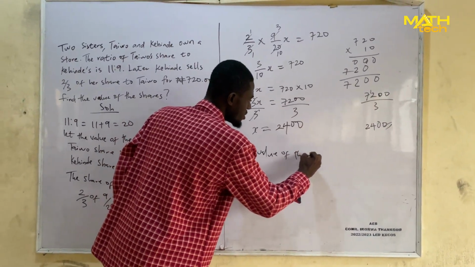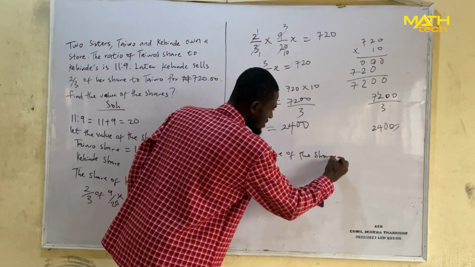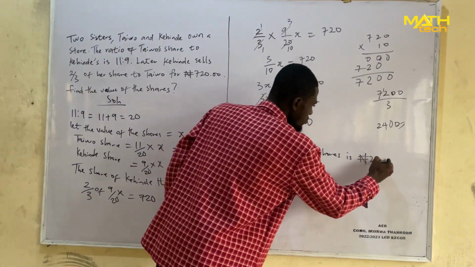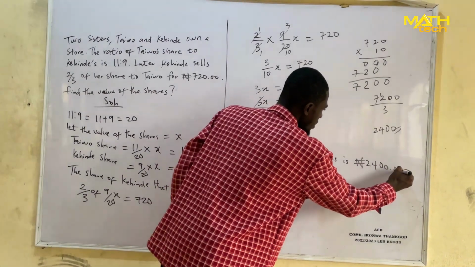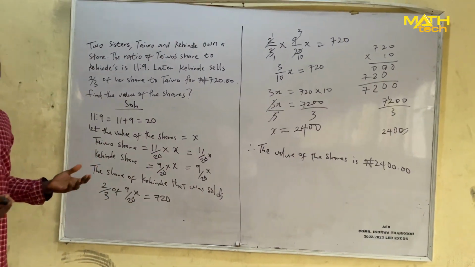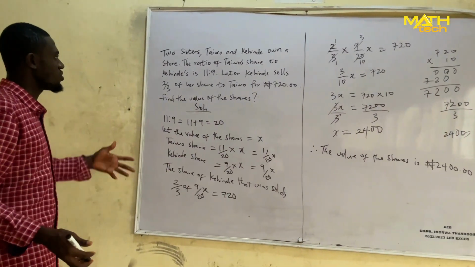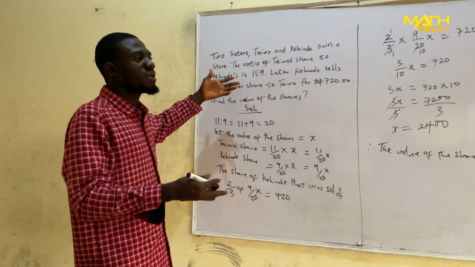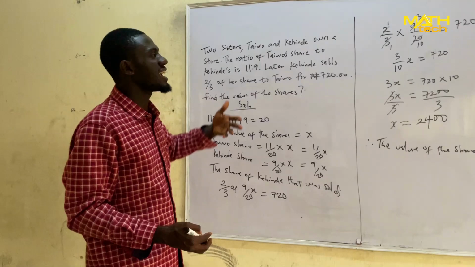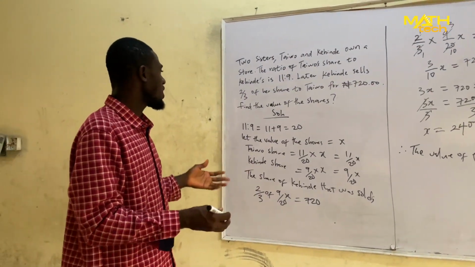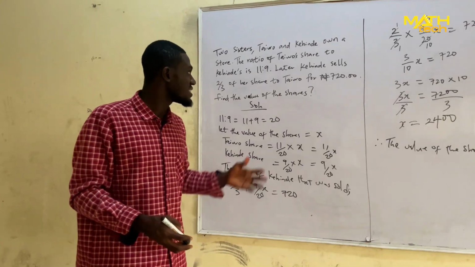So the value of the shares is 2,400 naira. So that is it, and that is the result. You can see that this is a very simple question. I advise you guys, when you read a problem like this, take it line by line and understand the problem before you proceed in solving it. So that is all about this question, and this is the answer.